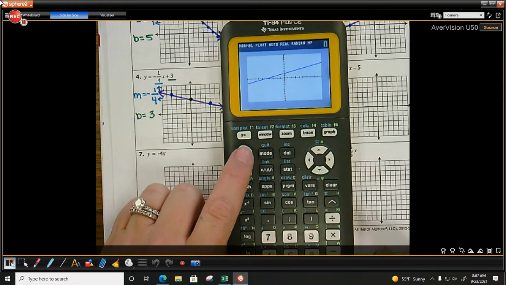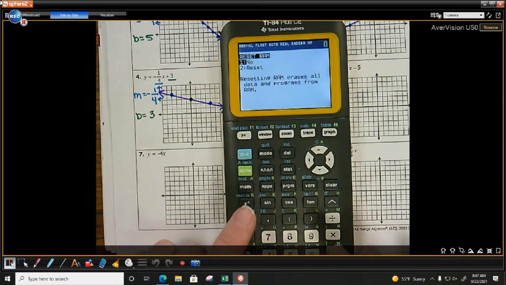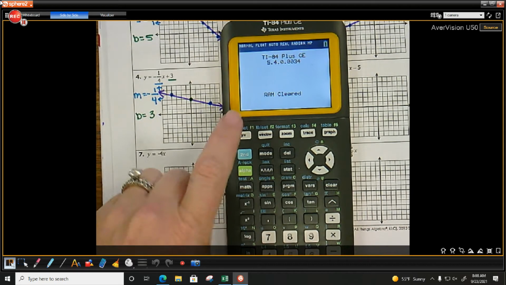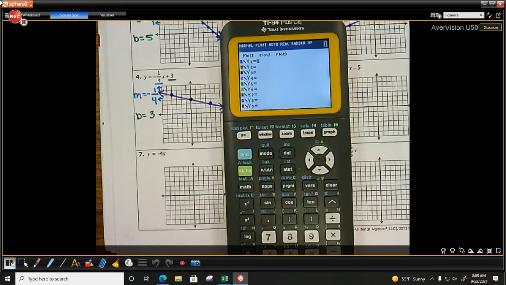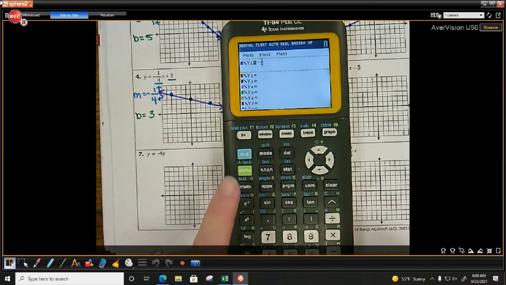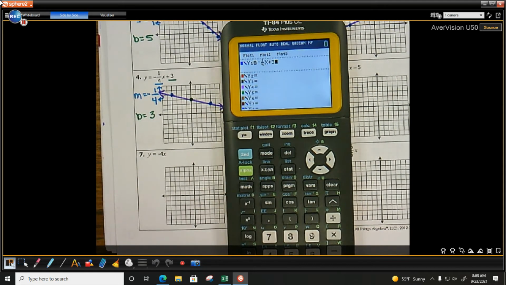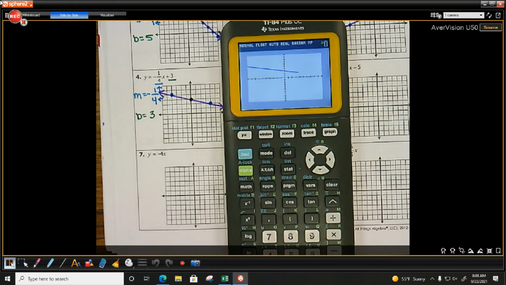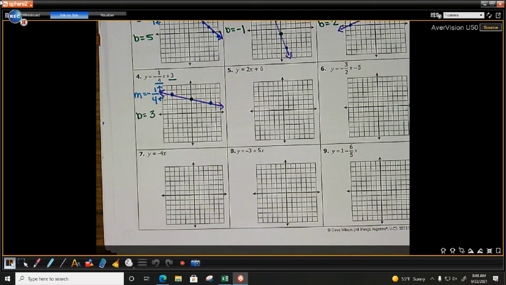Clear your calculator. Second plus 7, 1, 2. Go back to y equals, and I'm going to do negative. Again, how do I do the fraction? Alpha y equals, enter, 1/4 x plus 3. Graph it. Good? Do those look the same? Yeah. Okay, I want y'all to do number 6 on your own.